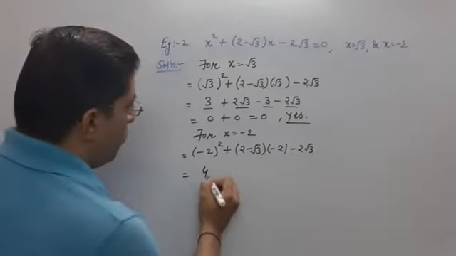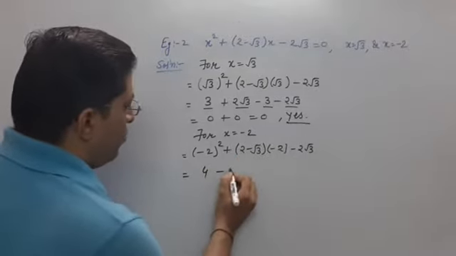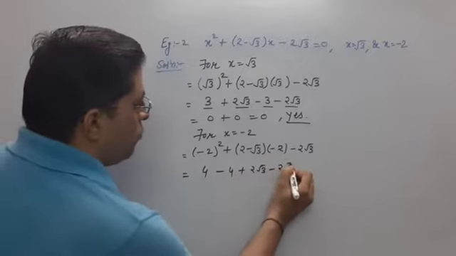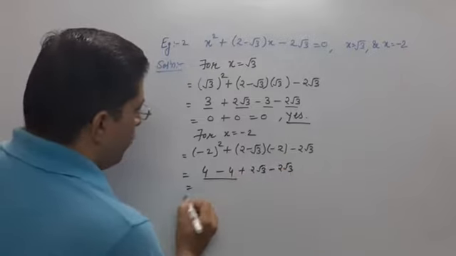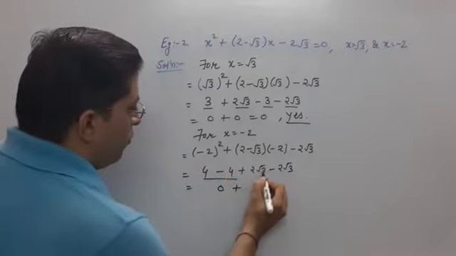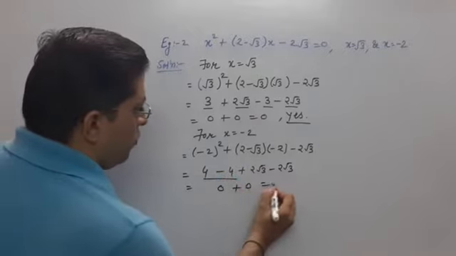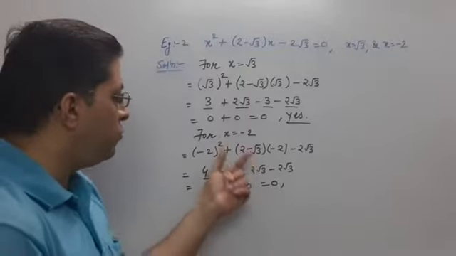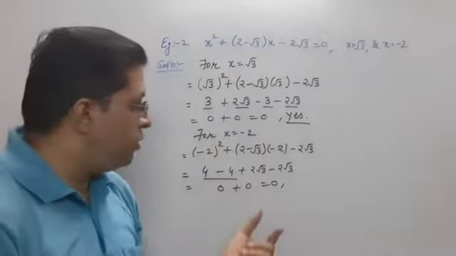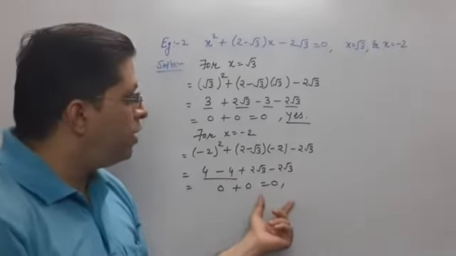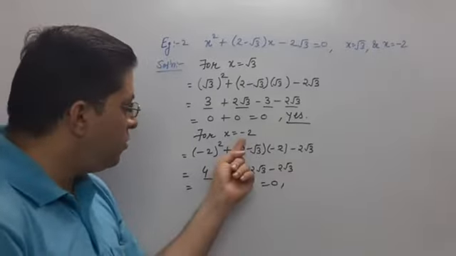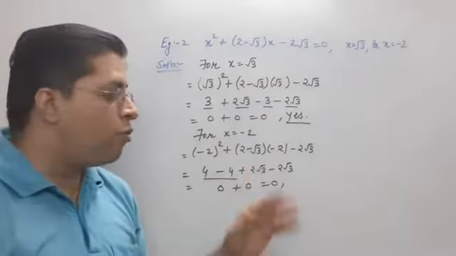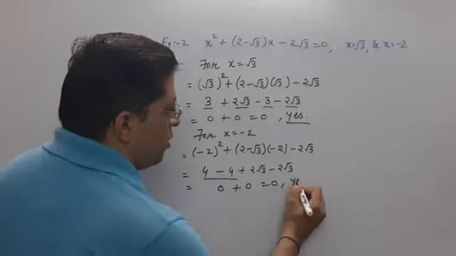Okay, this is 4. And here minus 4, minus minus plus 2 root 3, minus 2 root 3. Minus 4 plus 4 minus 4 is 0. And plus root 3 minus root 3 is 0. So we can say again it is coming 0. If we put x is equal to minus 2 in that equation, it is coming 0. What is the meaning? We can say x is equal to minus 2 is a solution of the given quadratic equation. So we can say yes.